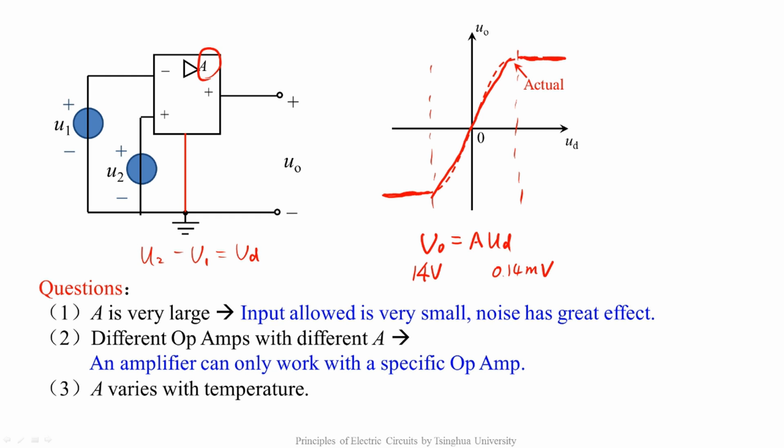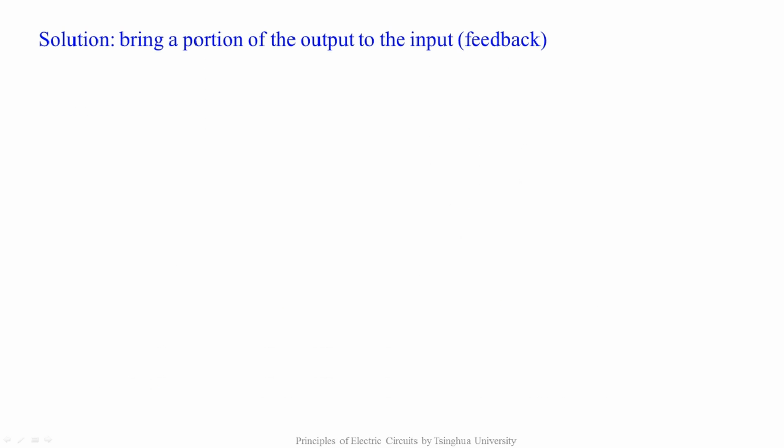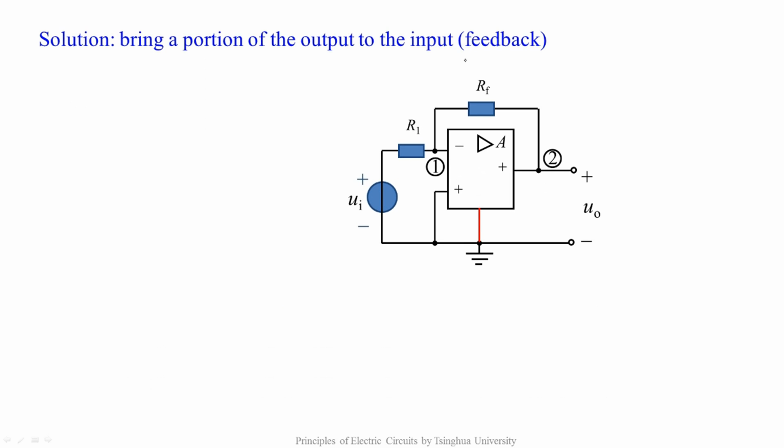Thirdly, the open-loop voltage gain of op-amp varies with temperature. The voltage gain of a circuit designed in summer may have a change in winter. So we need to solve these questions when the op-amp is operating at the open-loop condition. Our solution is to bring a feedback, which means bring a portion or all of the output to the input.